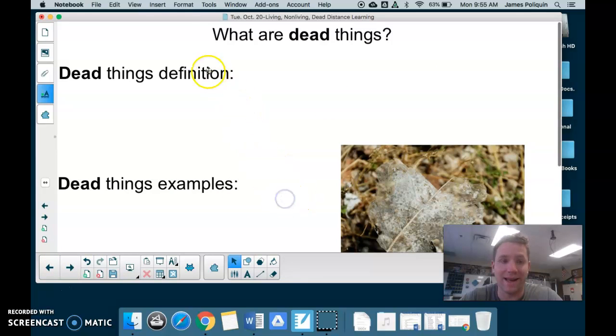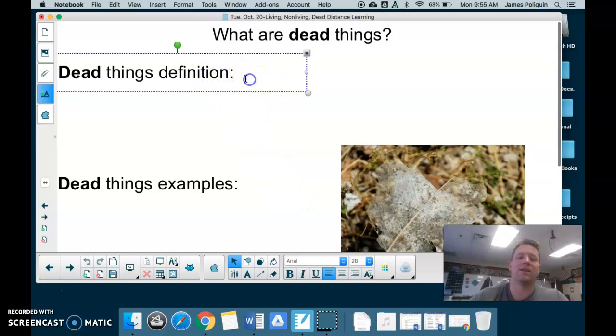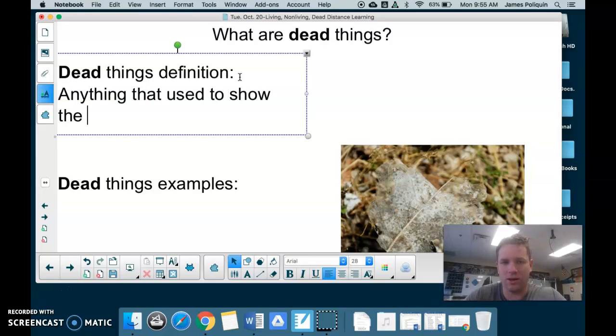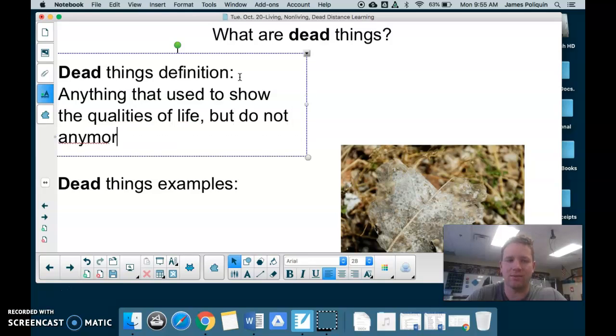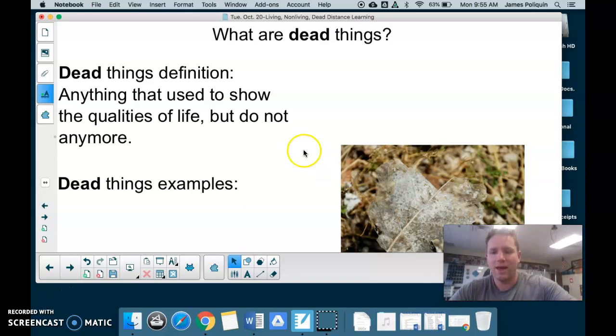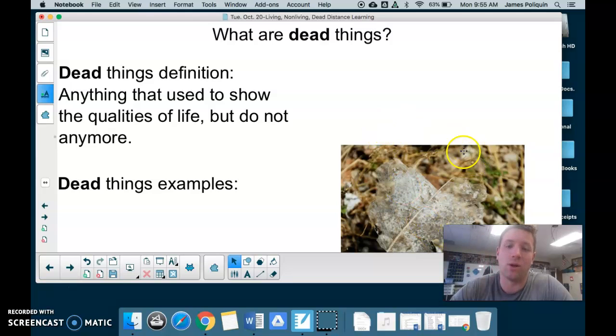What are dead things? Dead things are anything that used to show the qualities of life but do not anymore because they're dead. They used to be able to show them all, but now unfortunately they don't. Dead thing examples are like this leaf. Check out this leaf. It's not super colorful anymore. Leaves start out green, a lot of them change color, but we know it's dead once it's turned this grayish brown. It's just rotted, it's no longer alive.